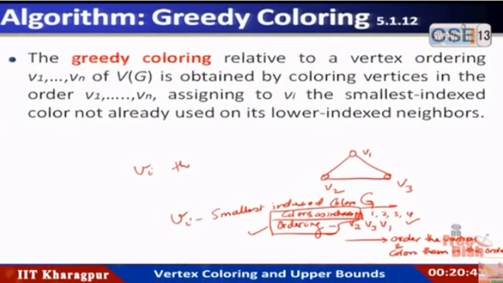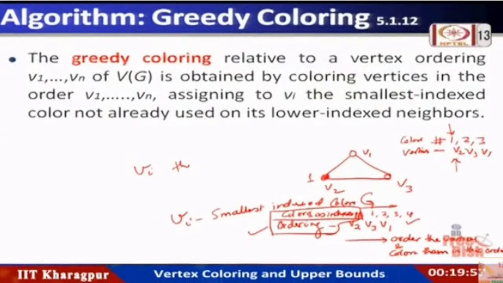Let us take this particular example. We have the colors 1, 2 and 3. They are indexed. Now vertices relative to the given order, let us say these orders are V2, V3 and V1. So first we have to color V2. We will color V2 by picking the least indexed color which is not used in its lower indexed neighbors. One is never used. So let us color this particular vertex with the color number 1.